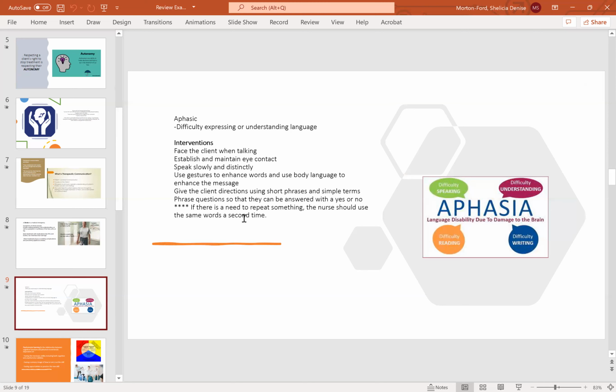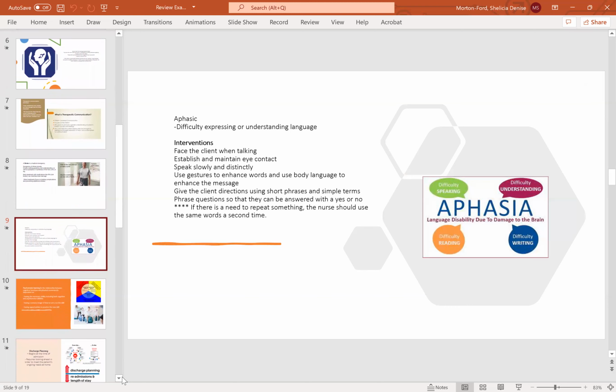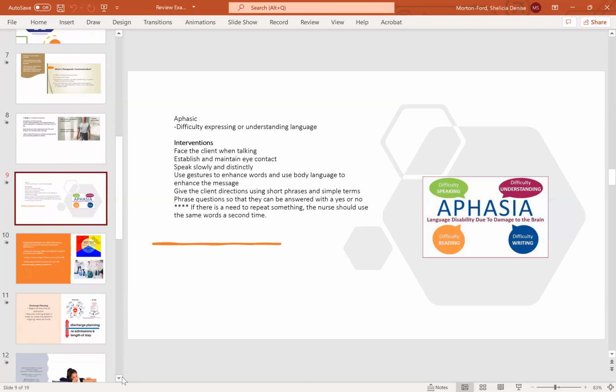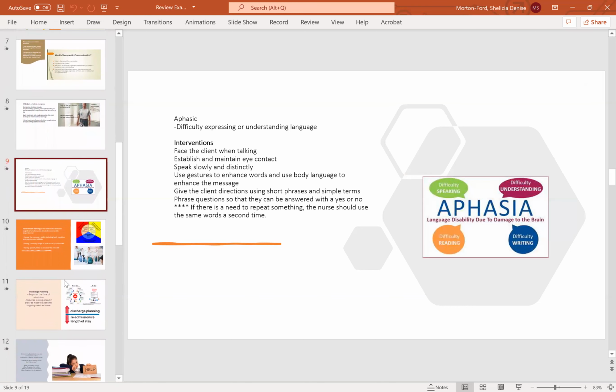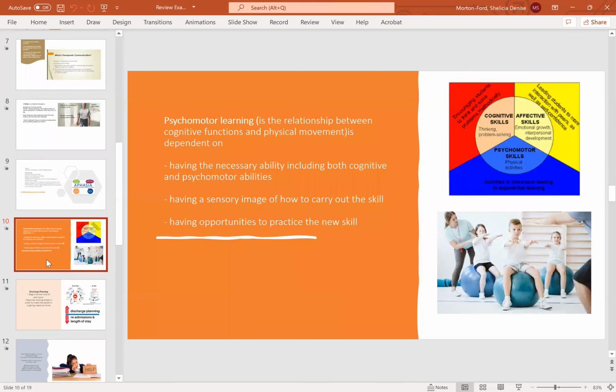If there's a need to repeat something, the nurse should use the same words a second time. Don't try to change up what you're saying, because that might confuse them, because they might think you're saying something else or something different. So if there's a need to repeat something, the nurse should use the same words a second time.